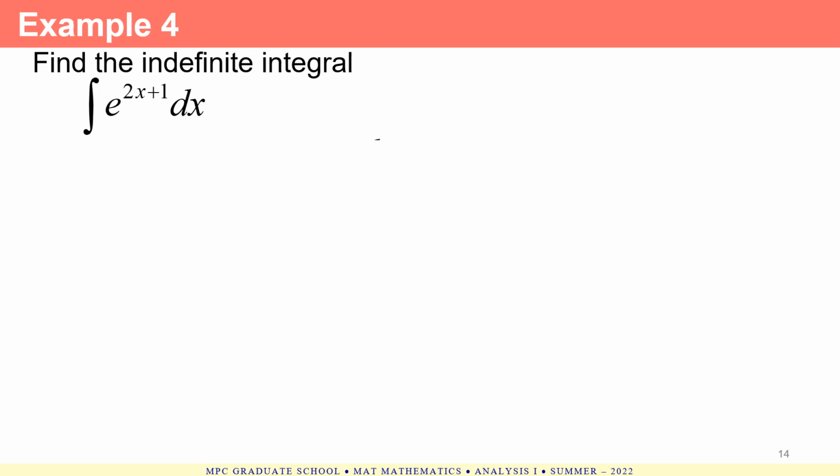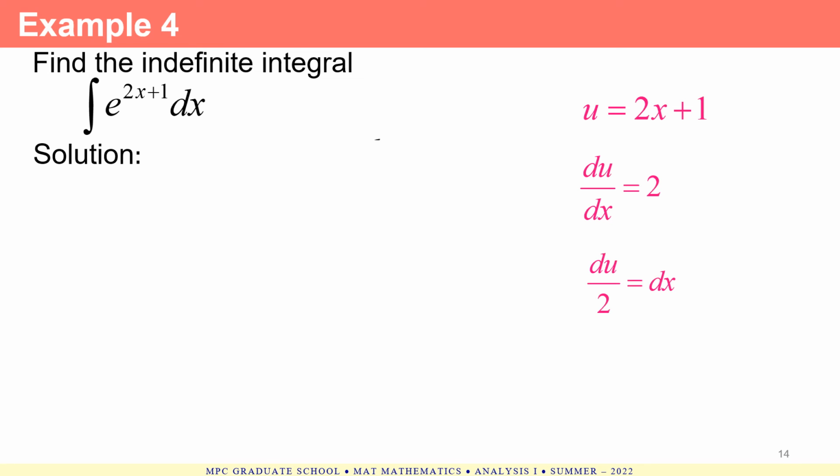So let's try to solve example number 4. That is the integral of e raised to 2x plus 1 dx. In this case, we're going to use rule number 2, the integral of e raised to u du is equal to e raised to u plus c. So first, we let u is equal to 2x plus 1, and then du over dx is equal to 2. So we will convert the whole integral in terms of u. So we need to solve for dx. Our dx here is du over 2.